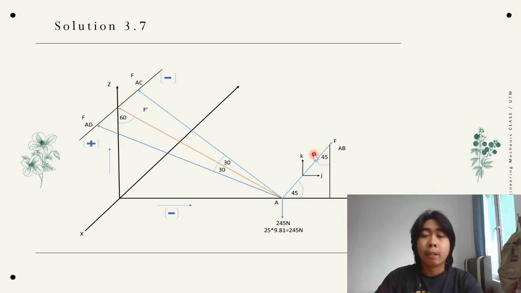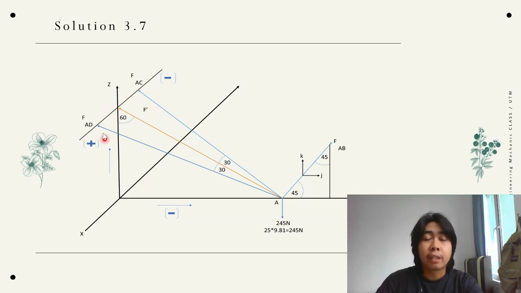Now, force AD and force AC both have the same angle, which is 30 degrees. As you can see here, there is a 60 degrees angle. This 60 degrees angle lies on the same axis as the one with 30 degrees. As we've learned from the previous lesson, there would be a relationship between these angles. Hence, we derive F prime. Okay, moving on.